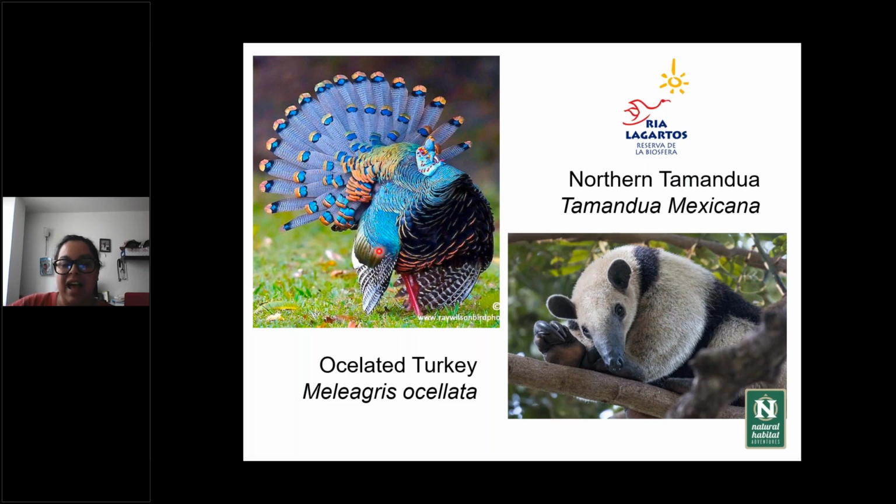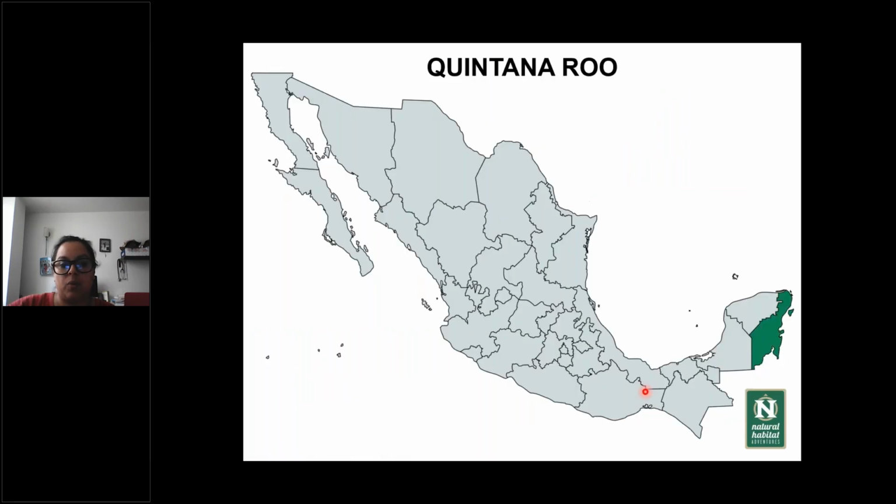But then also other two representative species of Ria Lagartos specifically are the northern tamandua, that is an anteater, and this turkey, that is a wild turkey. They actually call it pavo de monte, like hill turkey, or turkey from the hills. And it's the ocellated turkey. You can see very bright colors on the males. So, due to the ecosystem that they have in this area, they are home to these very precious animals.